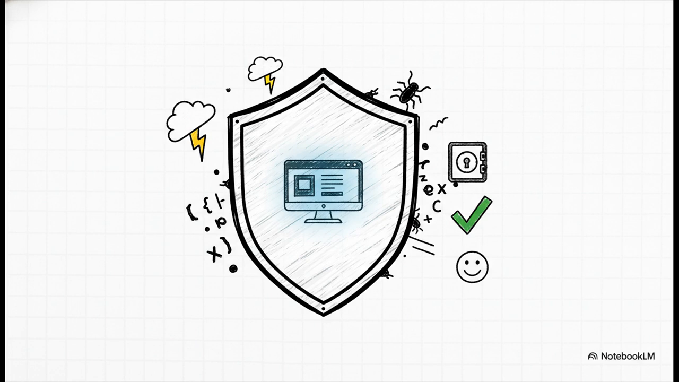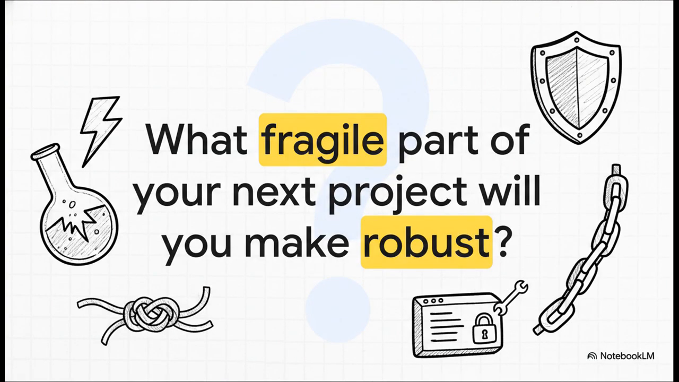At the end of the day, this is why it all matters so much. Our goal isn't just to write code that works when everything is perfect. It's to build software that can handle the messy real world, that protects the data it's responsible for, and that gives the person using it a stable, positive experience. So, I'm going to leave you with one final question to chew on. Thinking about your own code, your own projects, what's the first fragile part that you're going to make robust?